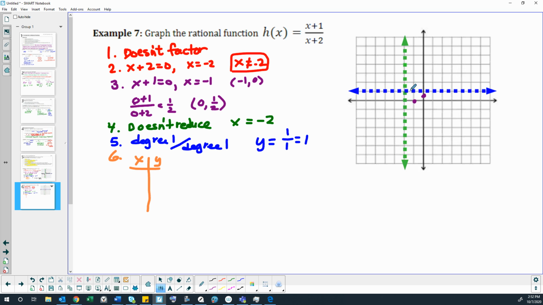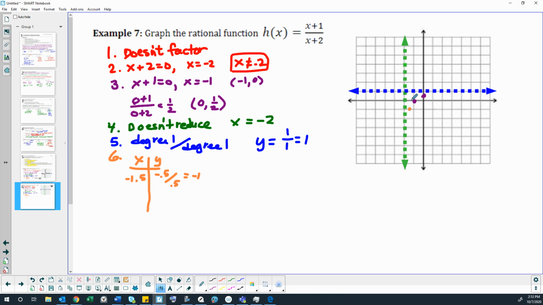We could plug in something like -1.5 to see if there's going to be a point right there or not, but I bet there is. Let's go ahead and do that. So -1.5. That would be in the numerator, -1.5 plus 1 would be -0.5. And then in the denominator, -1.5 plus 2 would be +0.5. And so that gives us a -0.5 divided by a +0.5, which is -1.